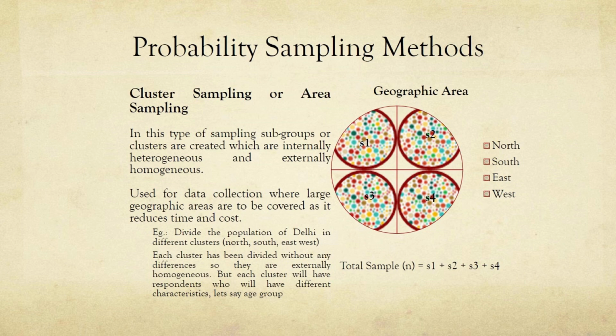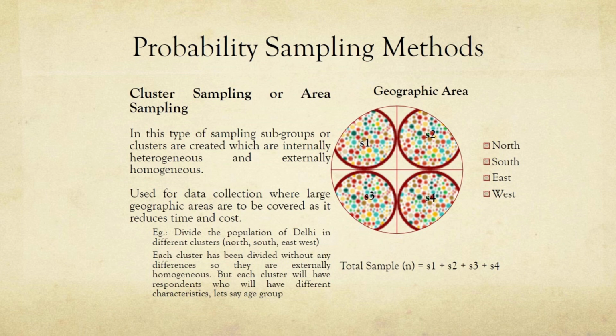Now, you need to keep in mind, it's just the opposite of stratified. Here, externally, they are the same, but internally, the samples have different characteristics. Let's take an example. Let's say we're supposed to study all those people living in Delhi who are tax defaulters. Since Delhi is a big geographic area, we divide it into 4 zones: north, south, east and west. These 4 zones are our 4 clusters.